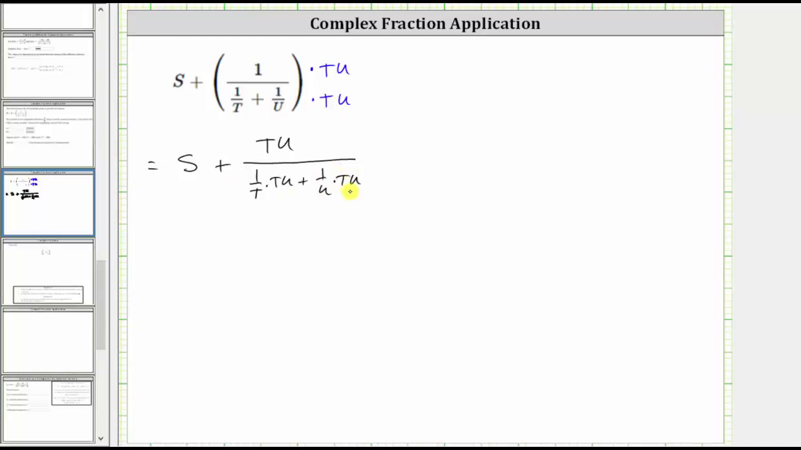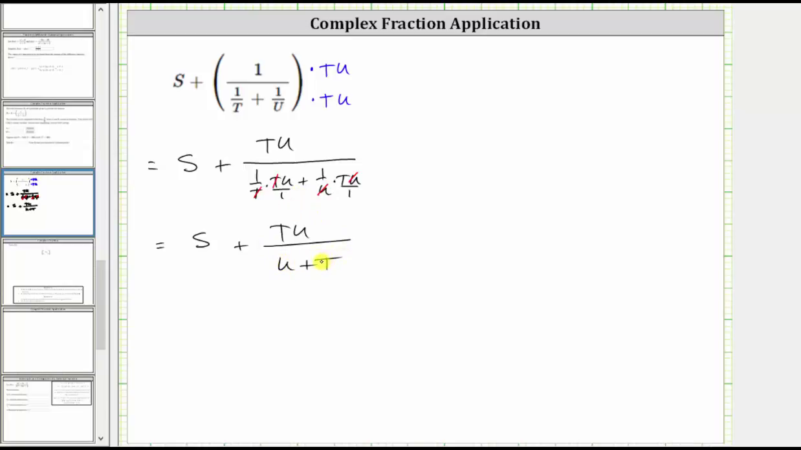And now let's determine these products. If it's helpful, we can write tu as a fraction with the denominator of 1. And now we will simplify before multiplying. Notice here t divided by t simplifies to 1, and here u divided by u simplifies to 1. Notice now in the denominator we have 1 times u plus 1 times t. And therefore the expression simplifies to s plus tu divided by the quantity u plus t.